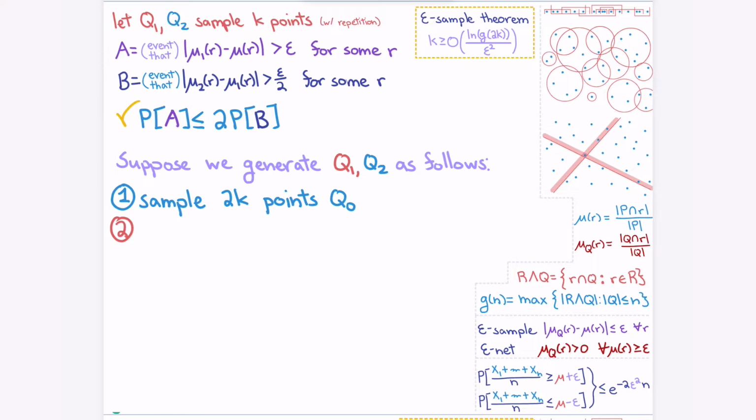Remember, all we're analyzing now is what are the odds that they disagree on some range. So I'm going to sample 2k points and then I'm going to divide it in half. That's a different way to generate two samples of size k, right? But what does this approach do for us? I just want to know if q1 and q2 disagree on some range. Well, q0 is allowed to have points that are repeating.